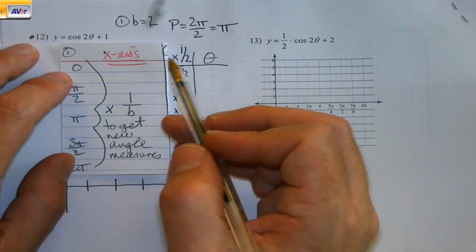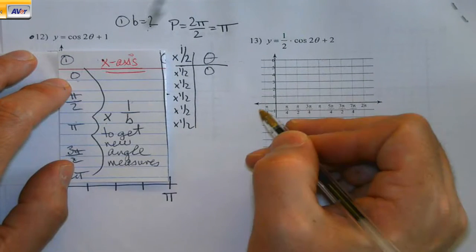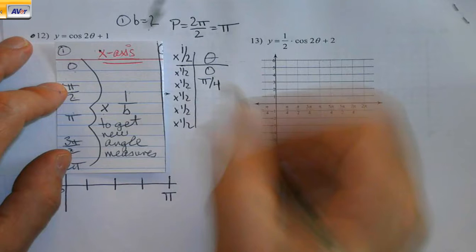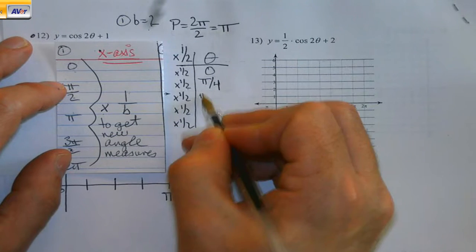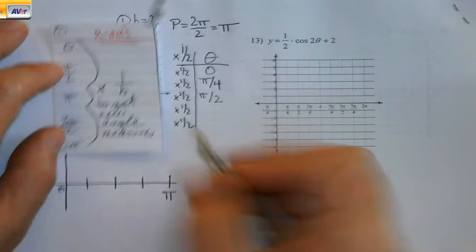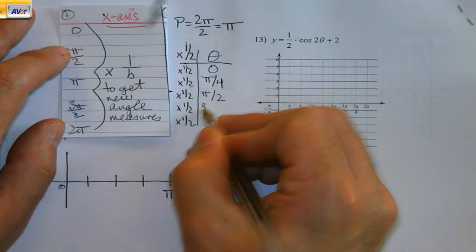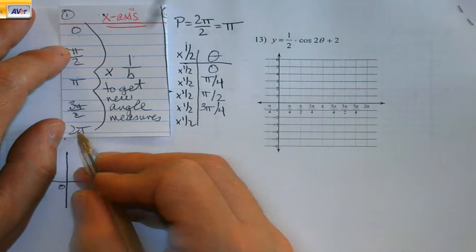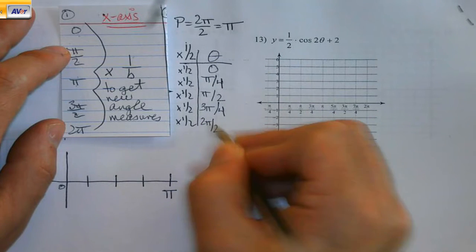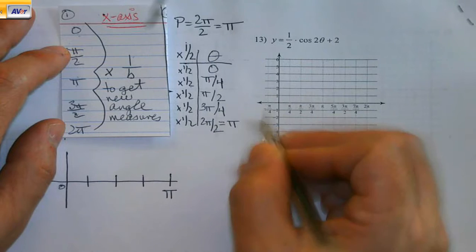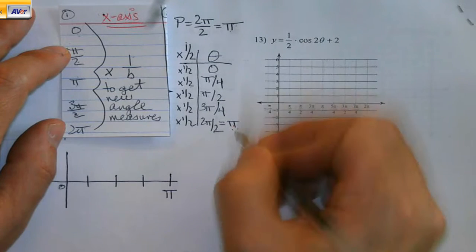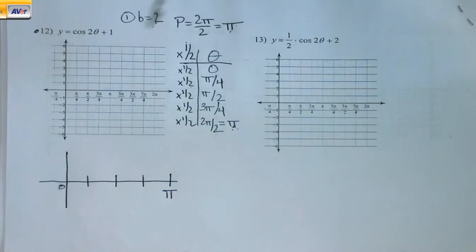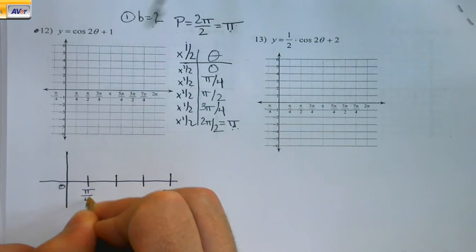So then I just start multiplying. 0 times 1/2 is 0. Okay? Pi times 1/2 is pi over 2. Pi times 1/2 is pi over 2, and since I don't see a denominator, that just stays as 2. 3 pi times 1/2 is 3 pi over 4. 2 pi times 1/2 is 2 pi over 2, but 2 over 2 reduces to pi. And as long as this last value I get matches my period, that's what I'm looking for. So I'd put those in here.